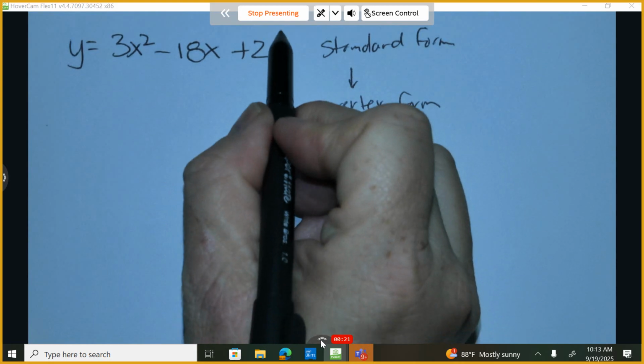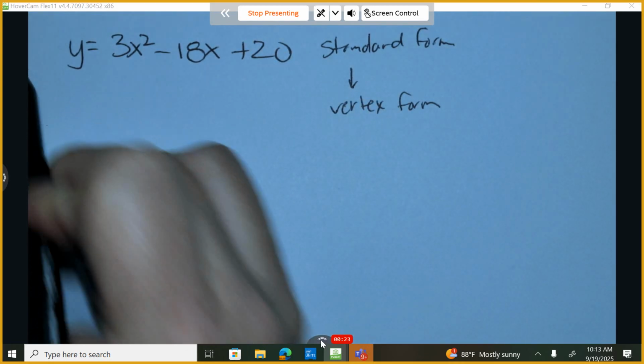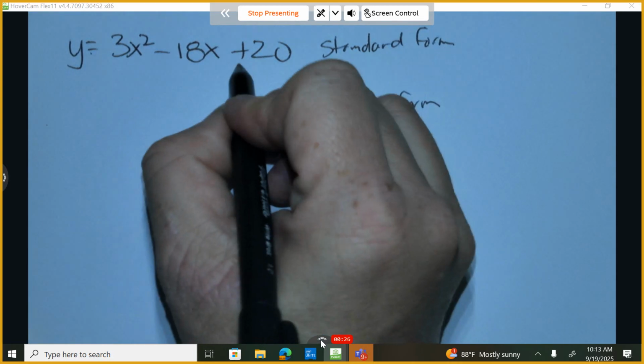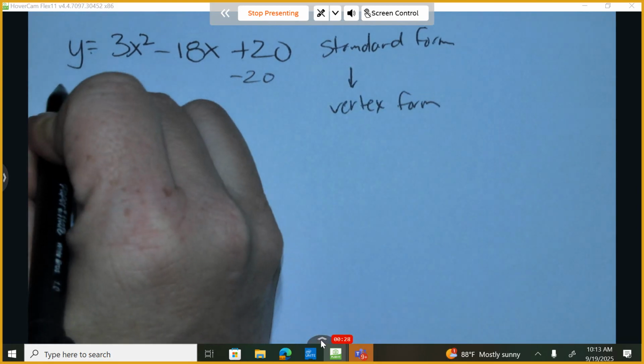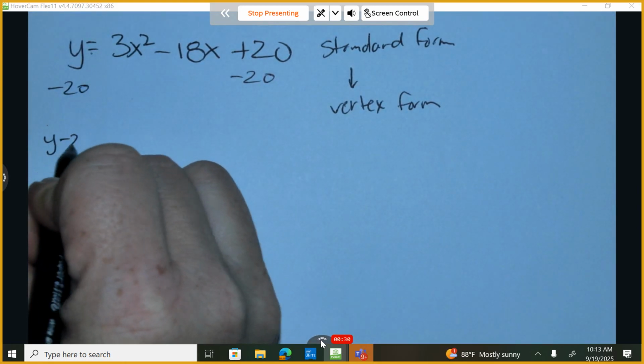So the very first step is we take the constant and we move it to the other side of the equation, across the equal sign. Opposite of adding 20 is subtracting 20.